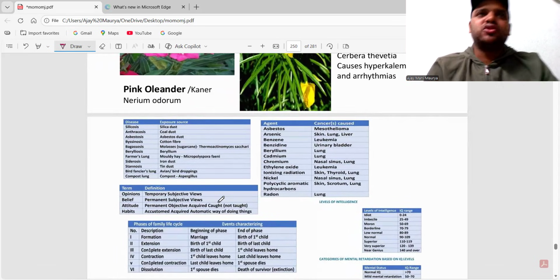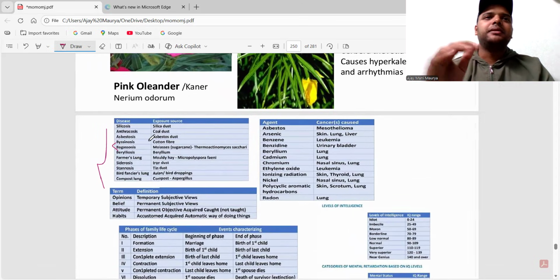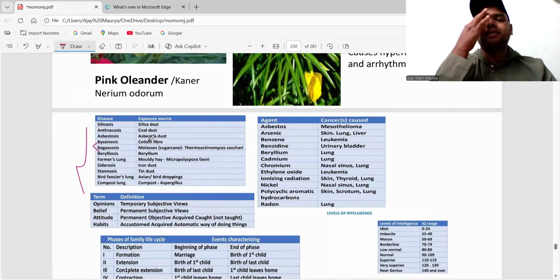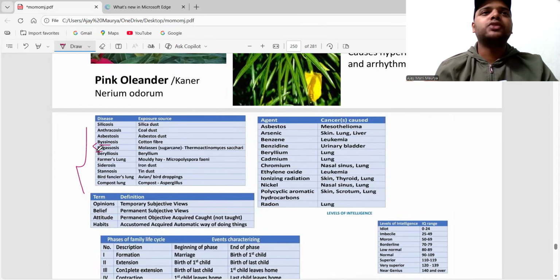Disease and exposure sources. What is silicosis? Silica. Among these, all are very easy. Remember one thing here: byssinosis and bagassosis. Byssinosis: the 'ka' means cotton. Bagassosis: the 'su' means sugar.